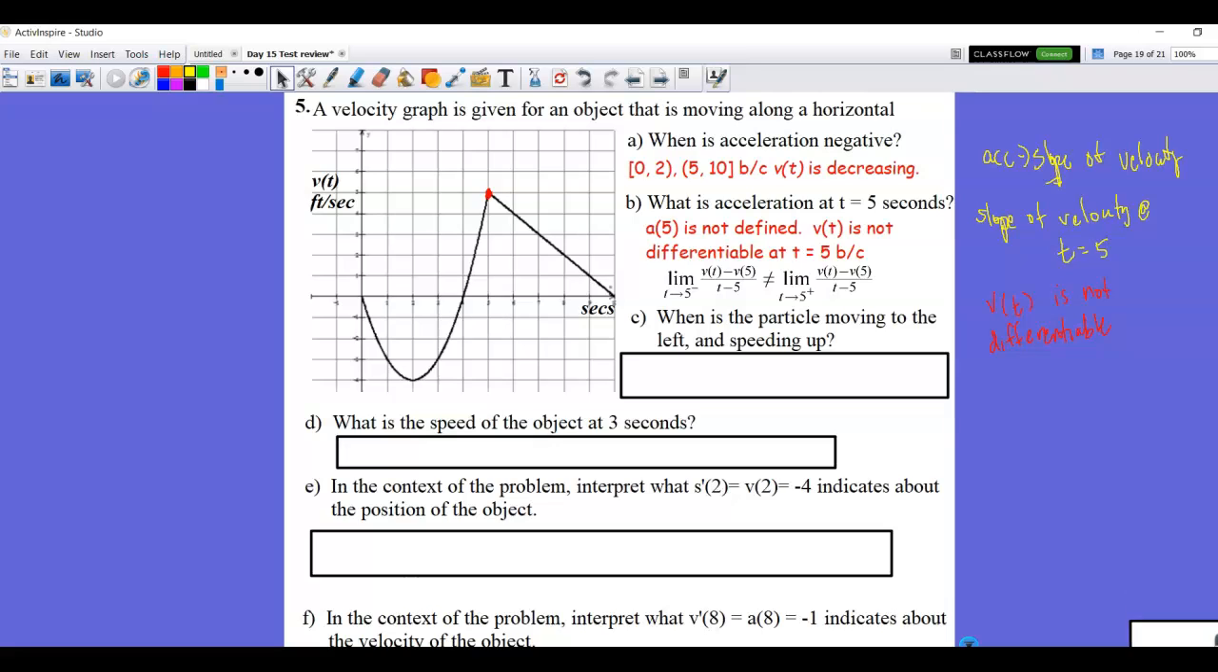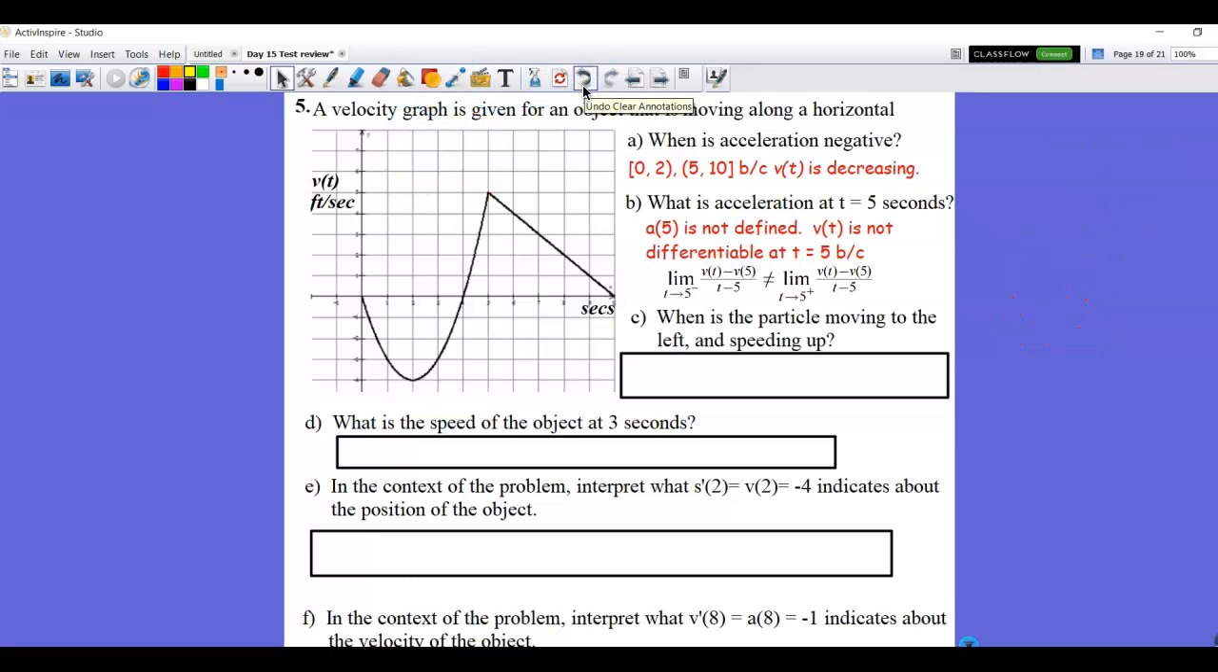And then notice my beautiful, beautiful write-up. The acceleration is not defined at t equal to 5 because v of t is not differentiable. And then I wrote up that the left derivative does not equal the right derivative.